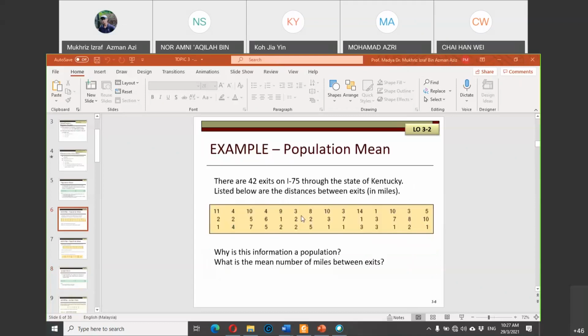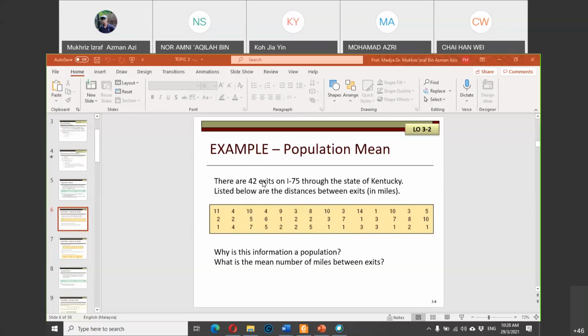Here we have a simple data set, and then we're going to calculate. Why is this information a population? That is the first question. Why is this a population, not a sample? Of course, since this book is from the US, the example is an all US-based example.